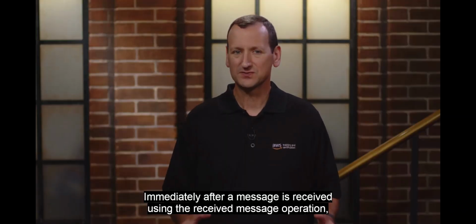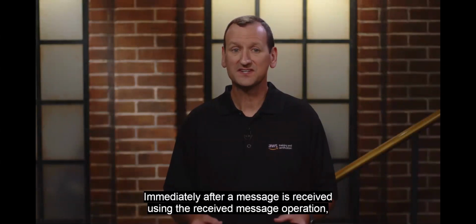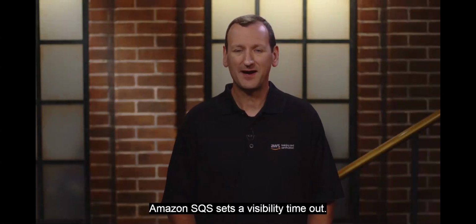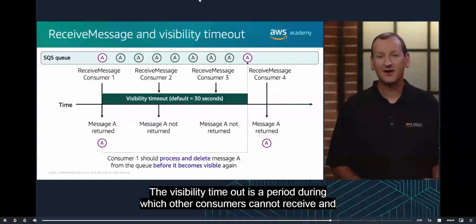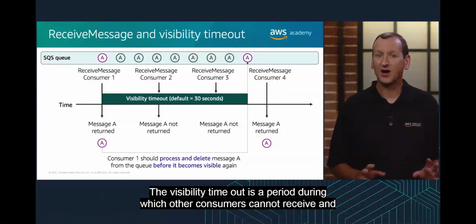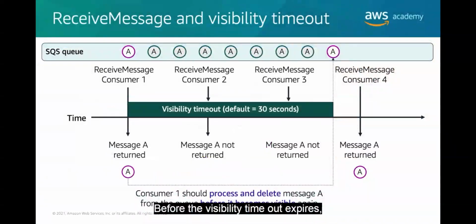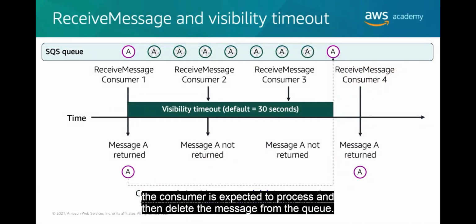Immediately after a message is received using the receive message operation, Amazon SQS sets a visibility timeout. The visibility timeout is a period during which other consumers cannot receive and process the message. Before the visibility timeout expires, the consumer is expected to process and then delete the message from the queue.